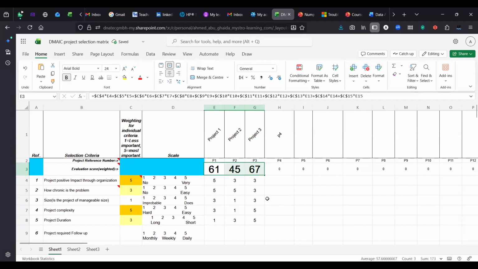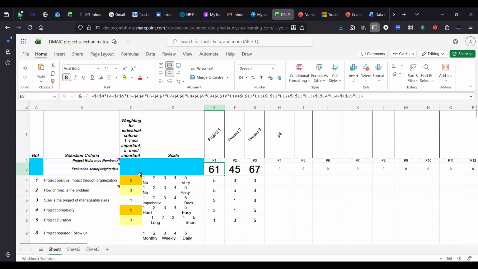The matrix automatically will calculate what we call, in statistics and mathematics, the sum product. It's a function available in Excel, but here I didn't use a function to make it easier for you to understand. Sum product. Product in mathematics means multiplication. So we are summing the output of multiplication. So what is happening here? How did we get these numbers? Let's pick 61, for instance. How was project one finally evaluated as 61?